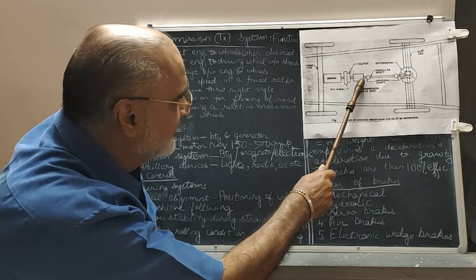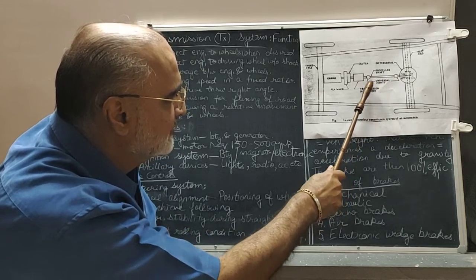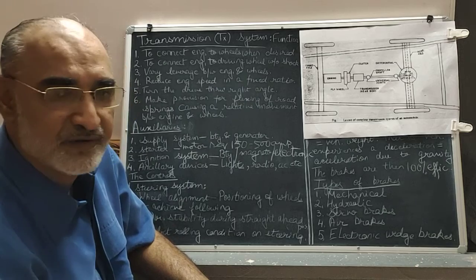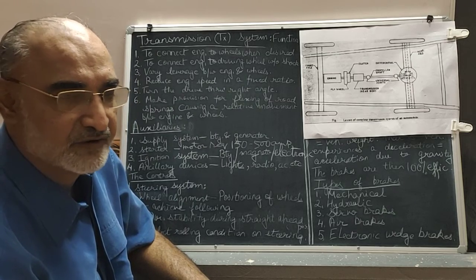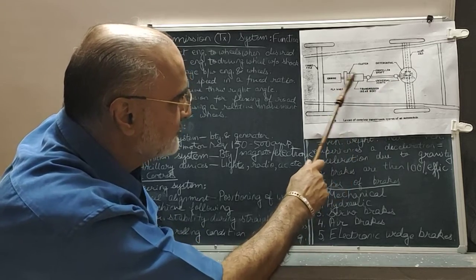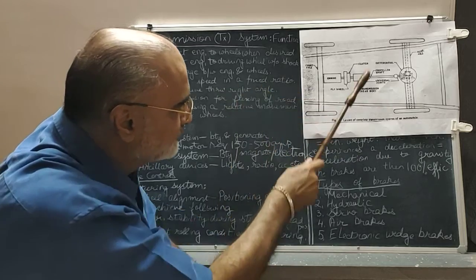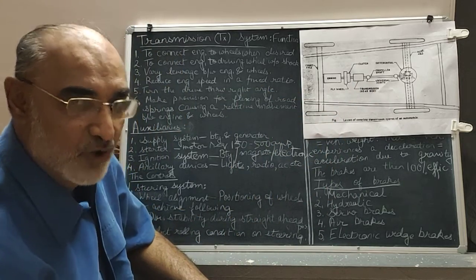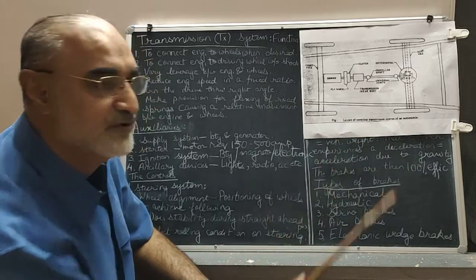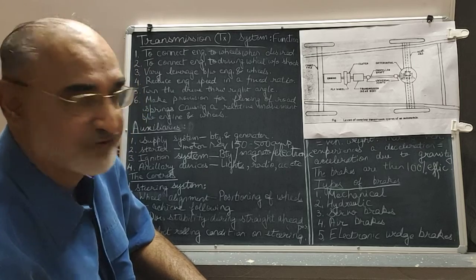The output shaft of the gearbox is connected to the propeller shaft through two universal joints. The universal joints' function is, if the drive is at an angle, as you know, the engine is higher than the rear axle, so it generally goes down. So to maintain the slope of the propeller shaft, the universal joints correct the angle to the desired angle at which it must rotate.